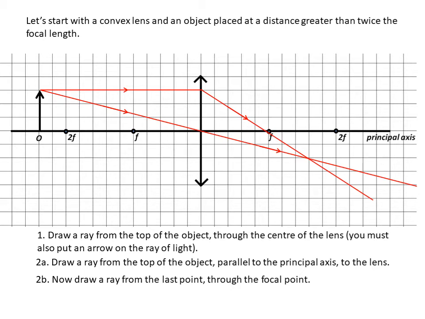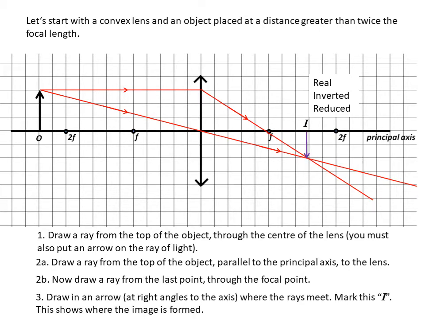And so the last step is to draw in the image, which is an arrow. There we have it. And notice there are three things to be said about that image. Firstly, that it is real. You could actually project that onto a screen. It's inverted, it is upside down, and it is reduced. It's smaller than the object. So that's really the basic way of drawing a ray diagram. You'll notice in this case the object was placed beyond 2F, and it gives us this reduced image.